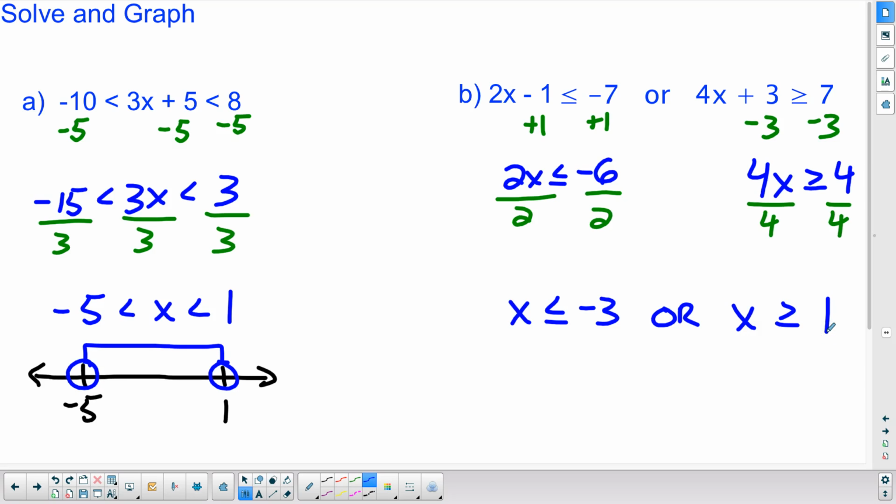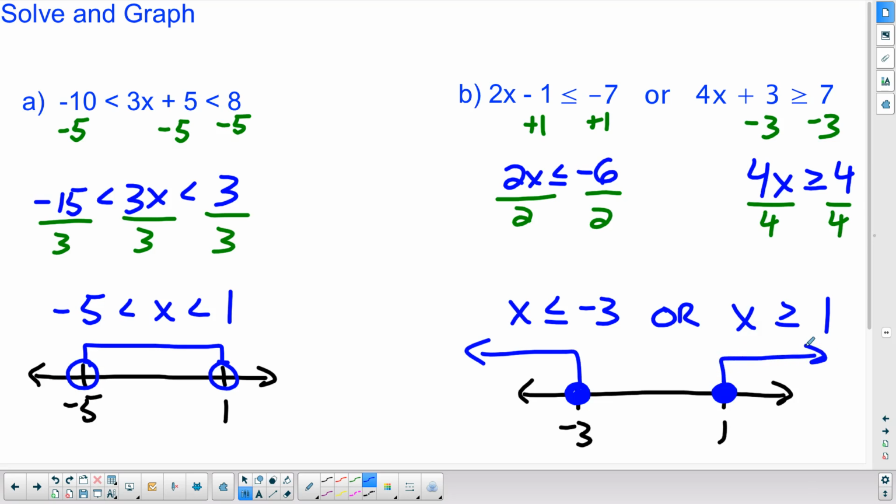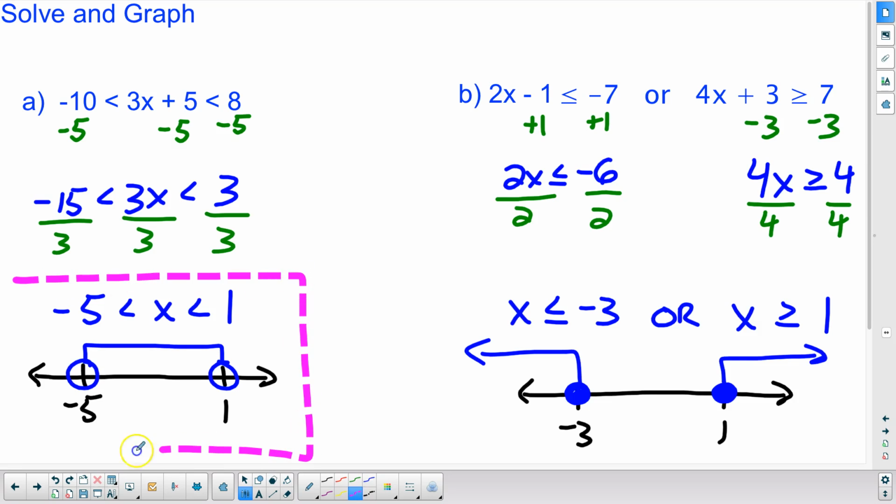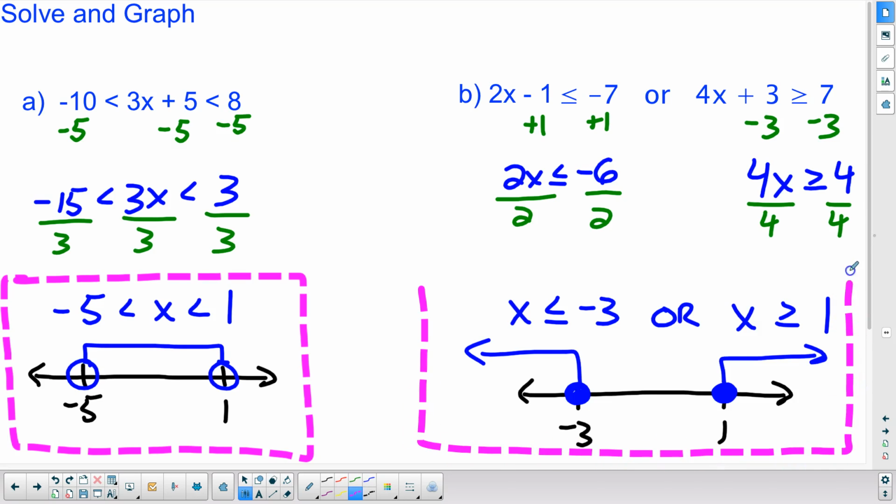So I get that. Negative 3. Positive 1. At negative 3, I'm a closed dot. I want numbers smaller than that. At positive 1, I'm a closed dot. And I want numbers bigger than that. Okay.